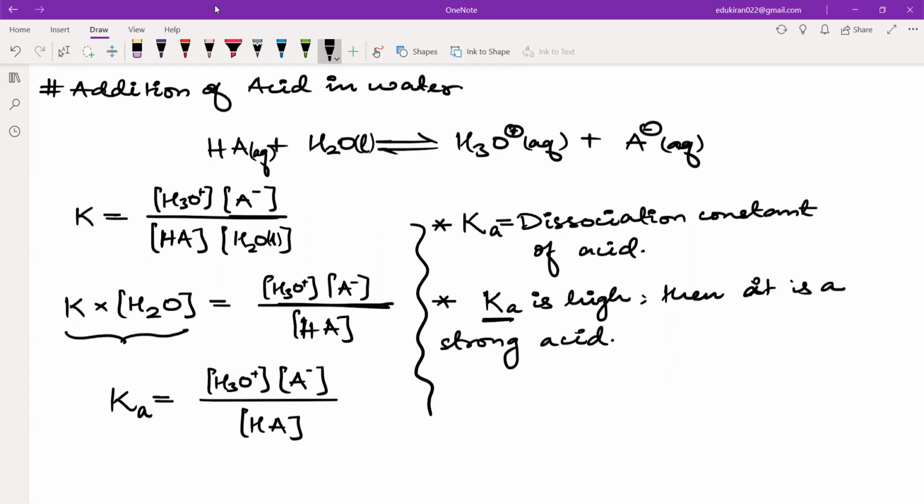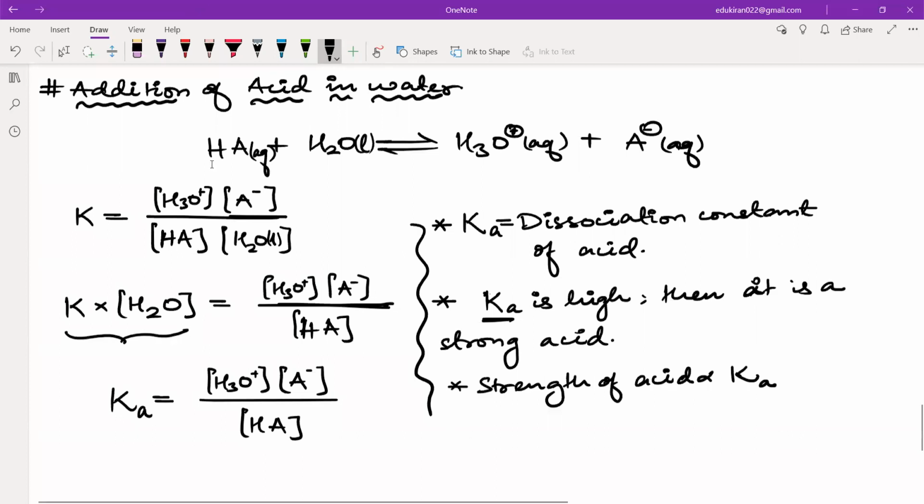Okay, that means strength of acid is directly proportional to the dissociation constant of an acid. So write this down. Let me know if you're done. Done, sir. Okay.